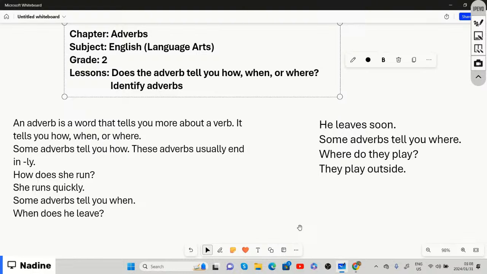And some adverbs tell you when. For example, he leaves soon. This is an adverb that tells you when. Remember, an adverb tells you how, when, or where.